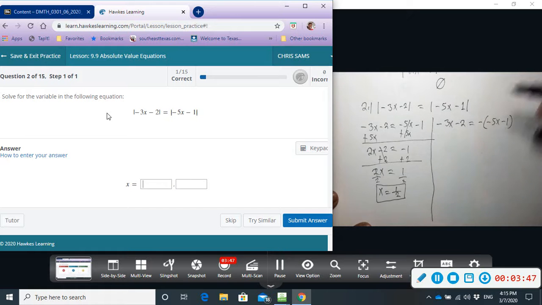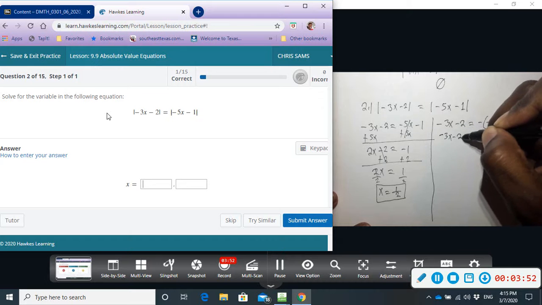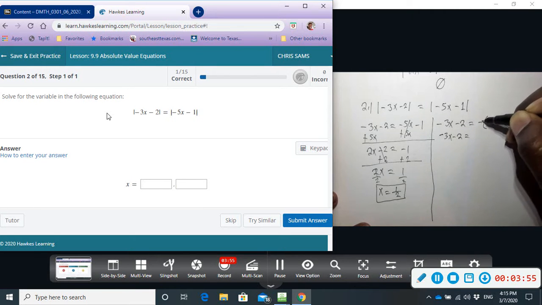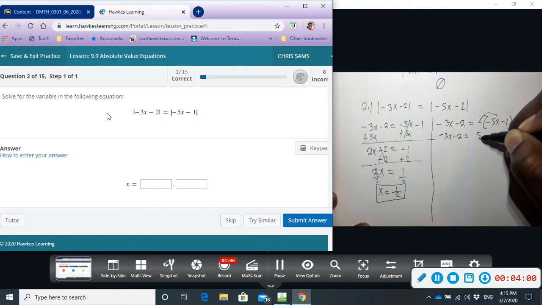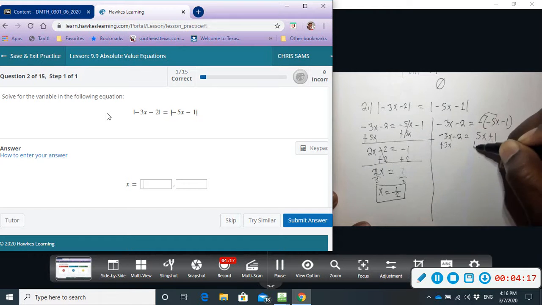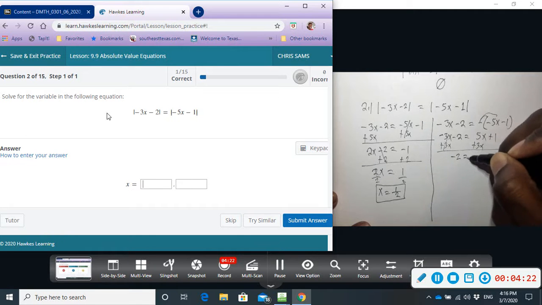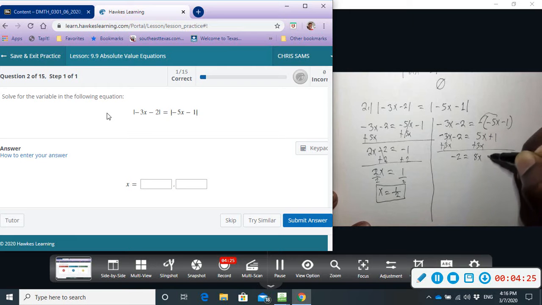And then over here, I'm going to bring this term down. Negative 3x minus 2 equals, distribute a negative 1. That's what you need to see this as. Multiplying both of these by negative and changing their sign. So this is going to be a positive 5x plus 1. Okay, we're going to solve this and do the same thing. So I'm going to move the 3x this time because I would like this variable to stay positive. So I'm going to add 3x, bring down negative 2 equals, this is going to be 8x plus 1.